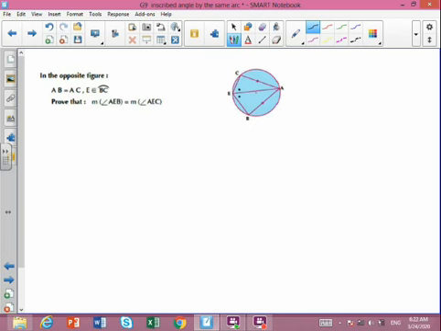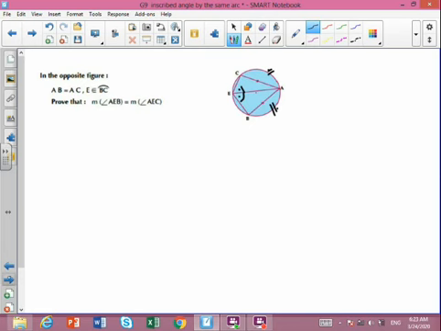Since chord AB equals chord AC, the measure of arc AC will be equal to the measure of arc AB. Now, since two arcs in the same circle are equal, the opposite inscribed angles are equal, and that's it. Okay?